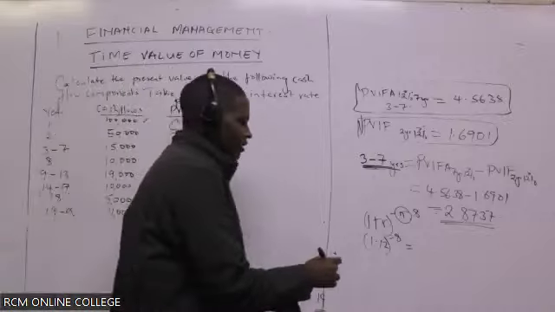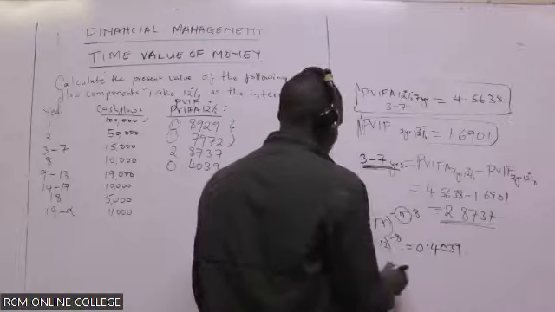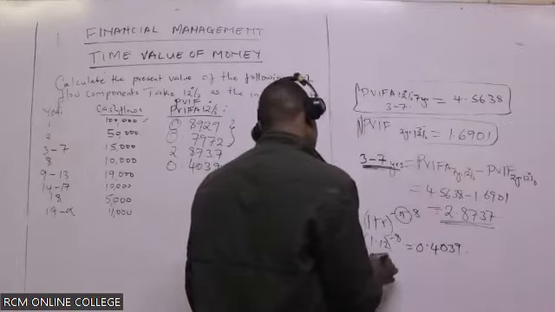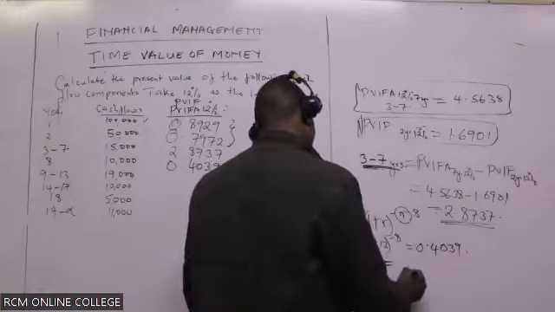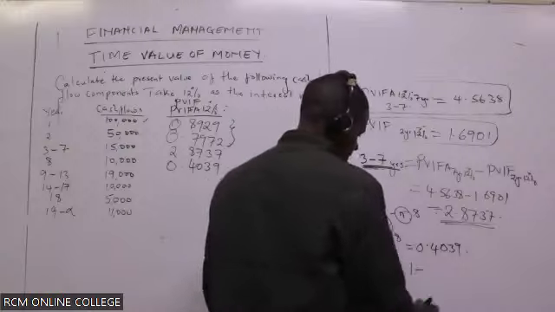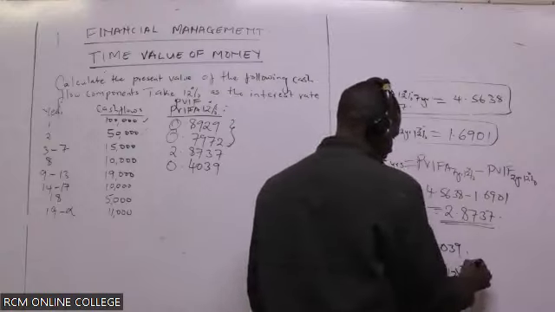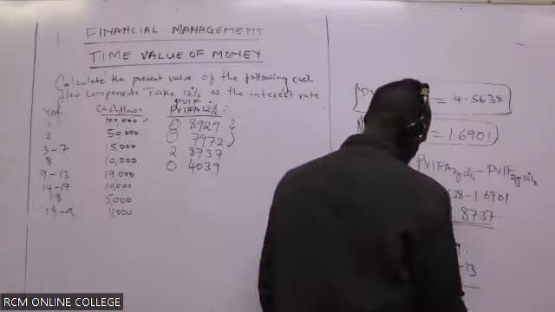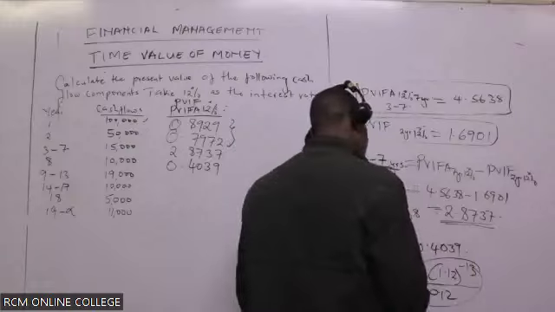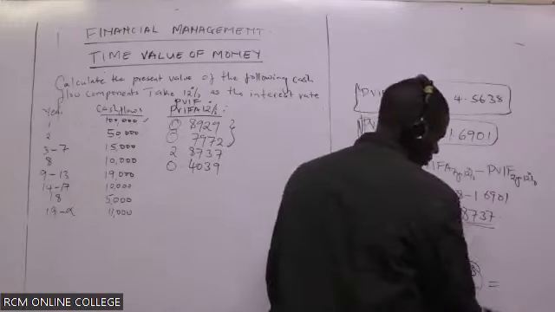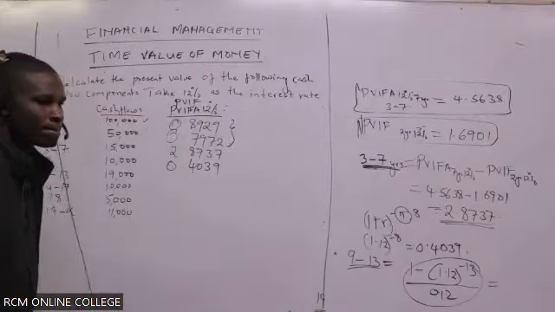Year 9 to 13. This is regular. Therefore, I expect 1 minus 1.12 raised to power negative 13 divided by 0.12. So give me this. What do you get? That will be for 13 years first.